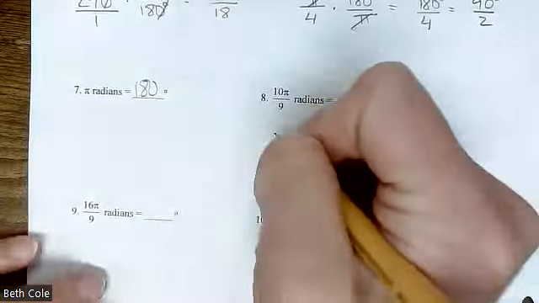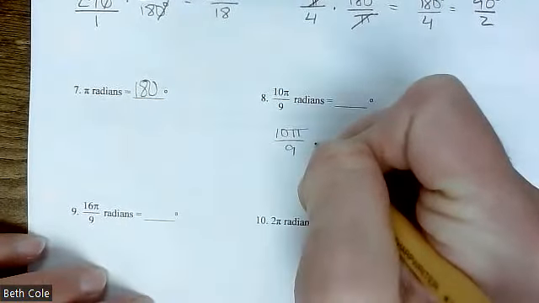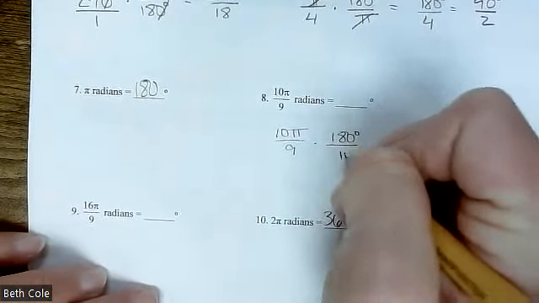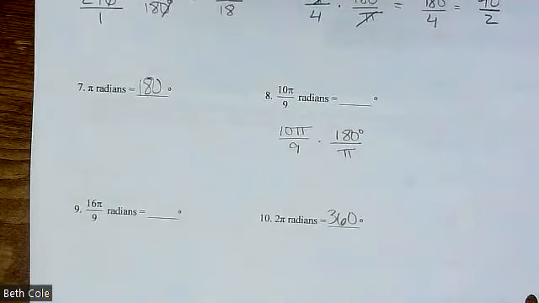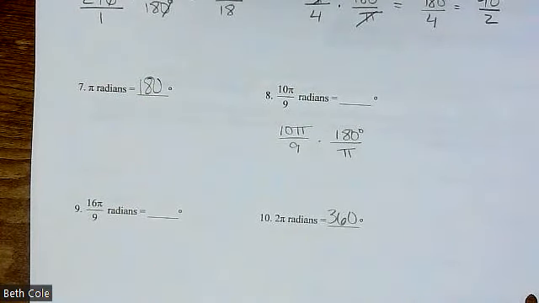All right, so let's jump back to this one. 10 pi over 9, we're going to multiply by 180 over pi. So again, the pi's are going to cancel, which is the whole point.